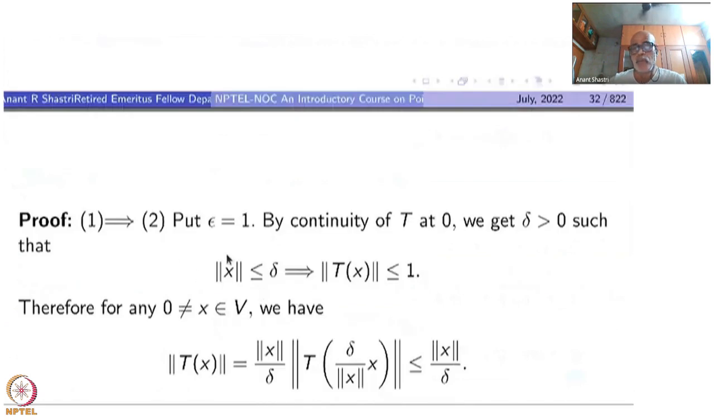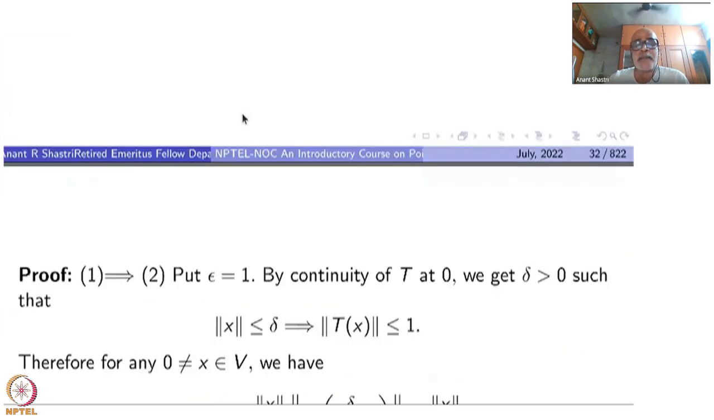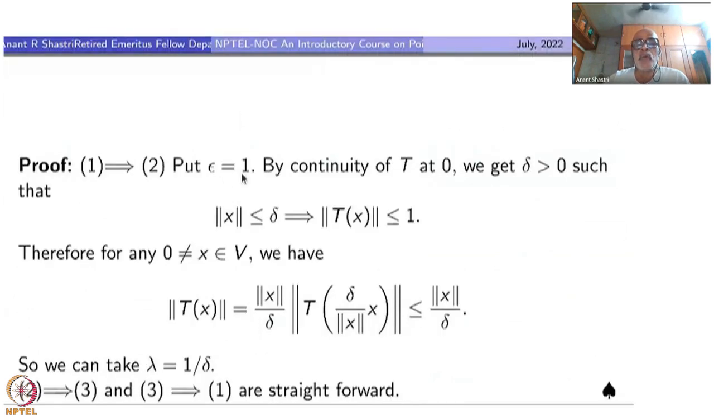One implies two. That means once you assume continuity at one single point, zero. By the way, you can assume continuity at any other point also. It is equivalent to that one. I could have put that condition also here. You can think about it, take it as an exercise. So put epsilon equal to one. By continuity of T at zero, we get a delta positive such that norm of x less than or equal to delta implies norm of Tx is less than or equal to 1. I have put epsilon equal to 1.